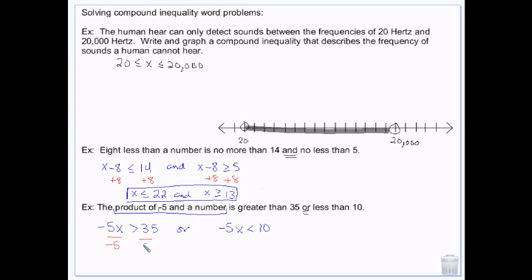So I divide by -5. Divided by a negative, so I flip. So x is less than -7, or divide by -5 again. And I'm going to get x is greater than -2. And it's a union, so if you were to graph this, you'd graph both.